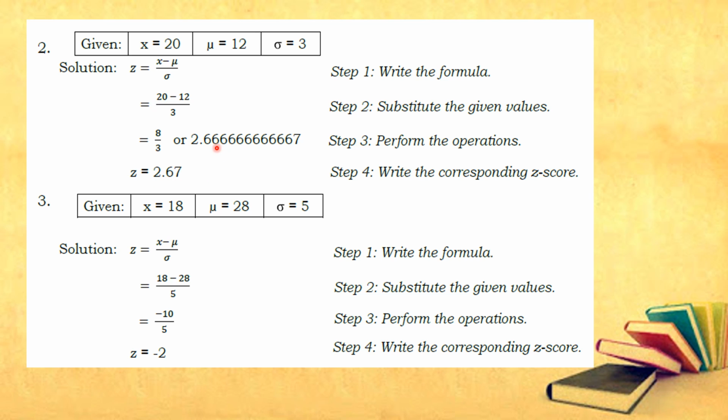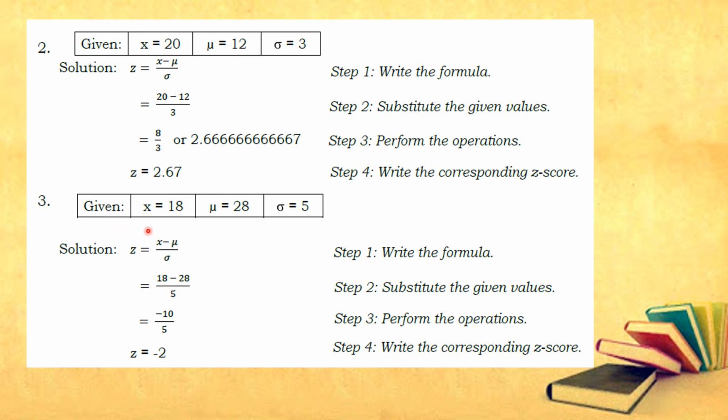So, kapag ang kasunod na number niya is greater than 5, mag-a-add tayo ng isa doon sa naunang number. Kaya siya naging 2.67. Pero kung ang kasunod niya is less than 5, gaya ng 4, 3, 2, 1, 0, i-retain natin yung 6. Okay? So, ang corresponding z-score ng 20 is 2.67.